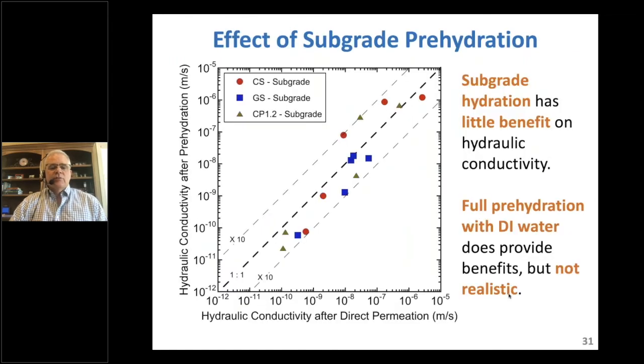And just to illustrate that, here are some experiments we ran with different GCLs. This is work with coal combustion product leachates, where we did hydration experiments directly on a subgrade, where we put the GCL on a moist subgrade and allowed it to hydrate. After it hydrated for 60 days, we permeated it with the coal combustion product leachate. After that hydration period, we had water contents of 80 to 100%. And what we found is that the hydraulic conductivity of the subgrade prehydrated sample and the hydraulic conductivity of a GCL directly permeated by the CCP leachate without hydration were essentially the same. Almost no impact of hydration. So we often talk about prehydration as being a way to ameliorate chemical interactions, but realistically, it's not something we can count on. We need a GCL that we can permeate directly with the liquid and have low hydraulic conductivity.